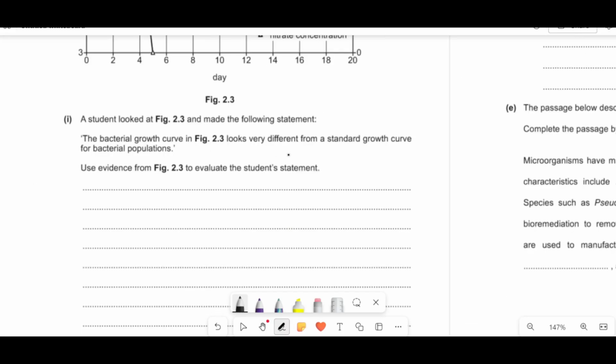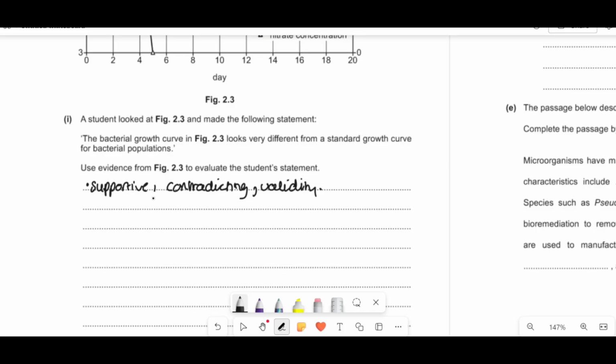So the student looked at this figure and made this statement: the bacterial growth curve looks very different from a standard growth curve for bacterial populations. Use evidence from this to evaluate the statement. So whenever you're evaluating, you're looking at supportive statements, you're looking at contradicting statements, and then you're looking at issues with validity. I've said this in every other video really, you'll see that I've used the same example.